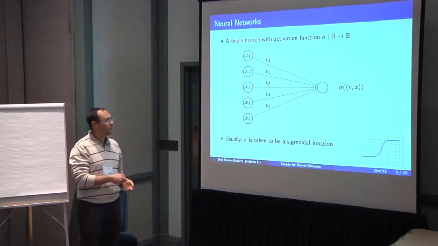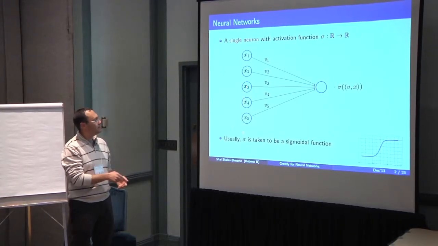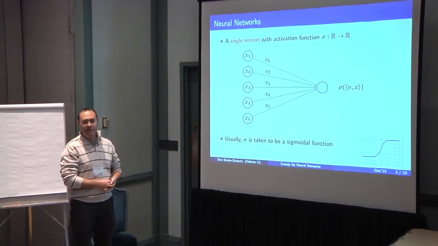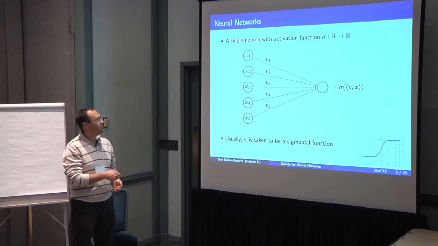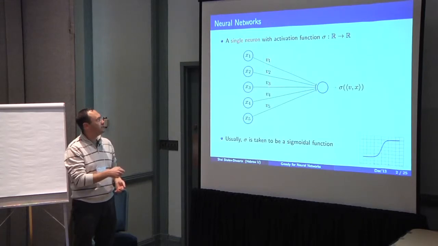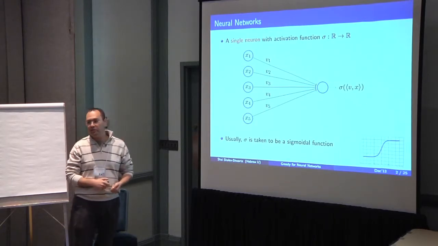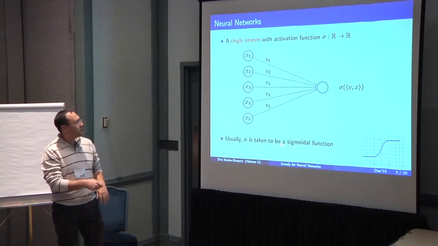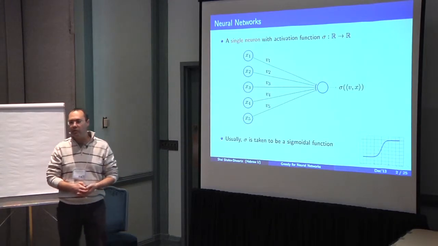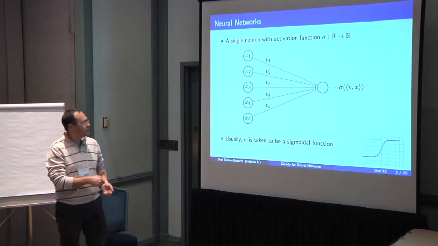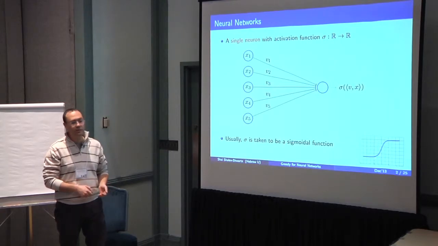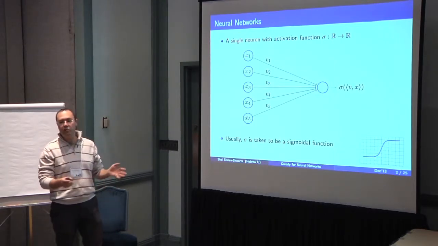A single neuron is simply a function that takes d-dimensional features, a d-dimensional vector x, and multiplies it by a d-dimensional vector v. These are the weights. So we perform an inner product between the input x and the weights v. Then we transform the output value, which is a real number, through an activation function, sigma. Sigma is simply a function from R to R. Usually, sigma is taken to be some sigmoidal function, like what is depicted here. And this is the output of the single neuron.